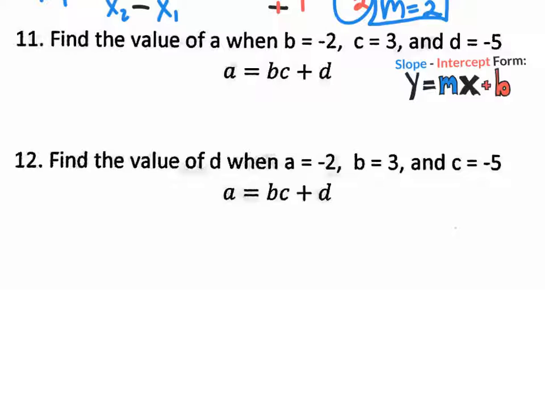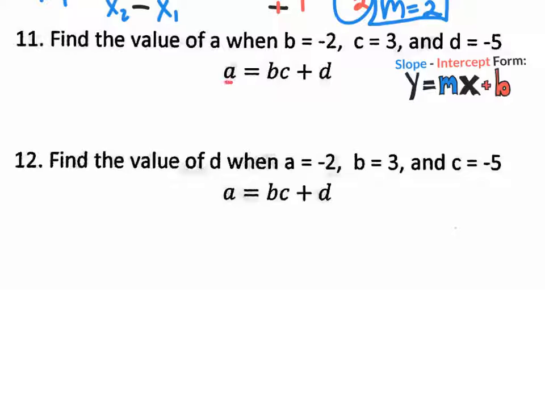Number 11 says to find the value of A when B equals -2, C equals 3, and D equals -5. So this is also a review question from a long time ago, where I give you values and you need to evaluate it. You need to plug it in and solve for the missing value. So they want us to find the value of A.